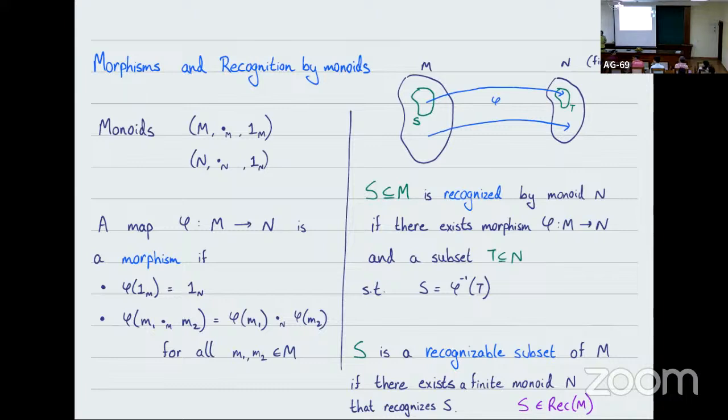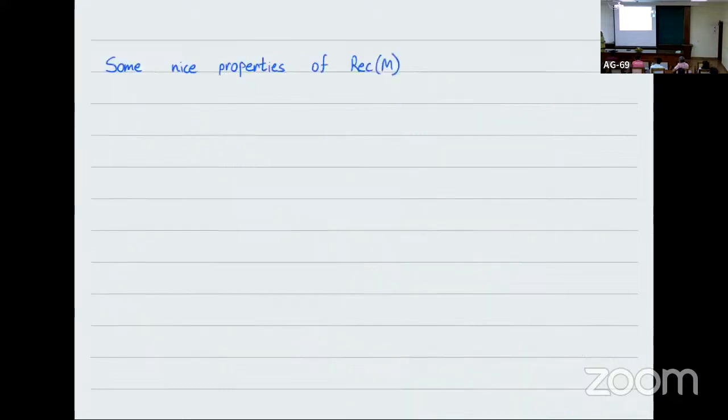Yes. So for the standard automata case, the graph of the automaton itself is like the monoid. It's made up of states. So you can infer the monoid directly from the graph of the automaton. Okay. So first I'll state some properties of Rec M and then examples on the next slide.